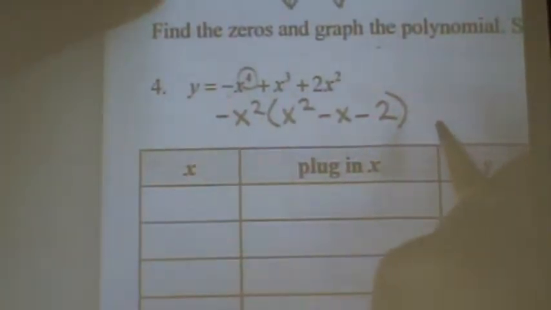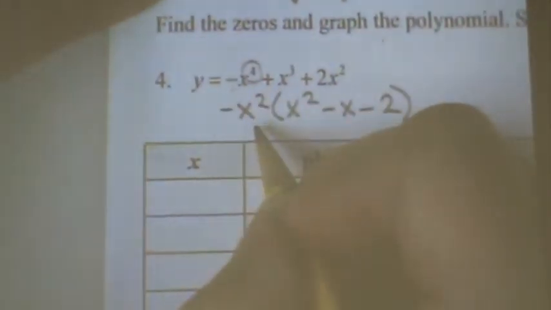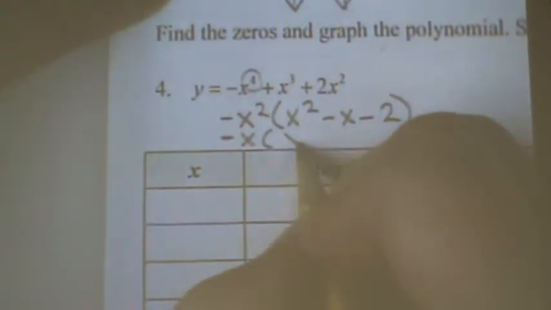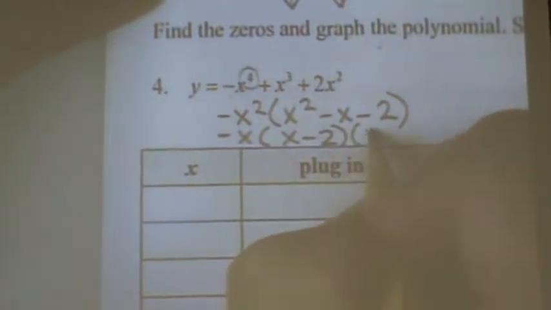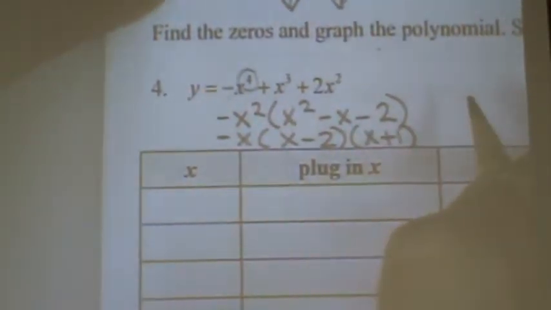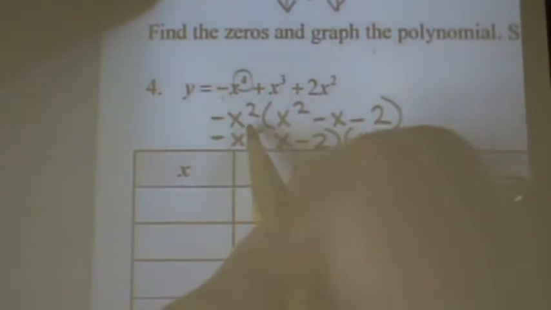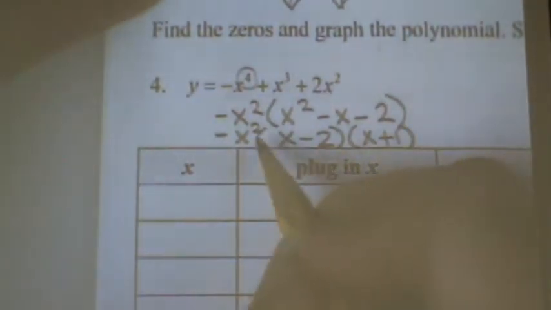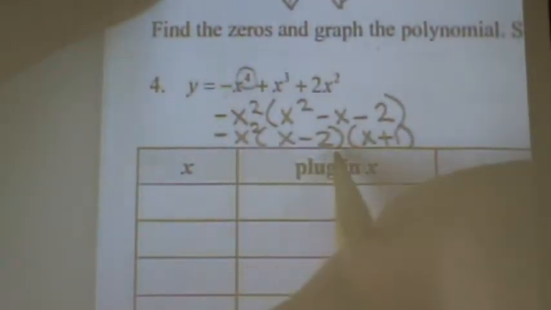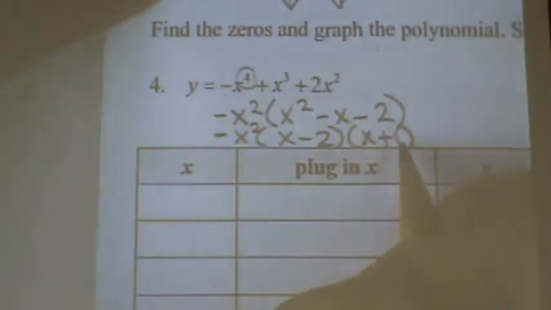Does everyone understand what I did? I factored out a negative x squared. Now what you're going to do is factor this. This is x minus 2 times x plus 1. So what are your 3 zeros? Oh, I forgot the square. That's a square. What are your 3 zeros? 0, 2, and -1. So on your graph, 0, 2, and -1, and I know my graph needs to look something like this. Go over there.